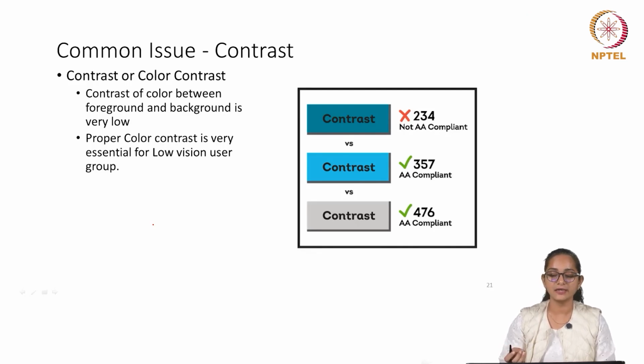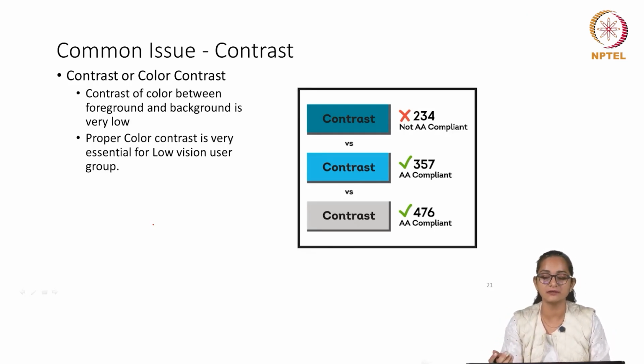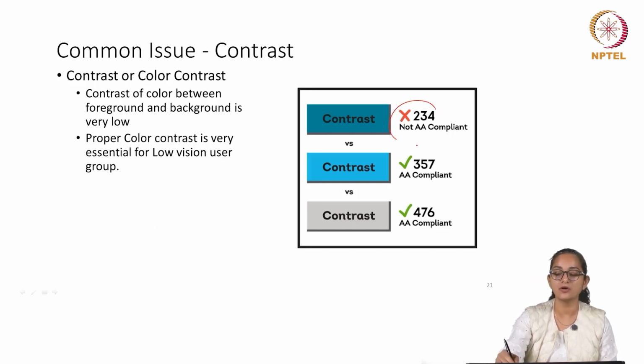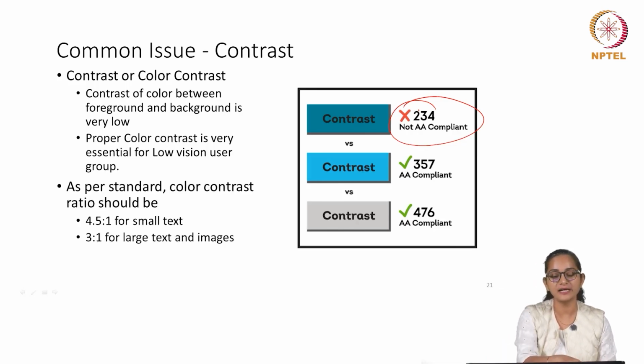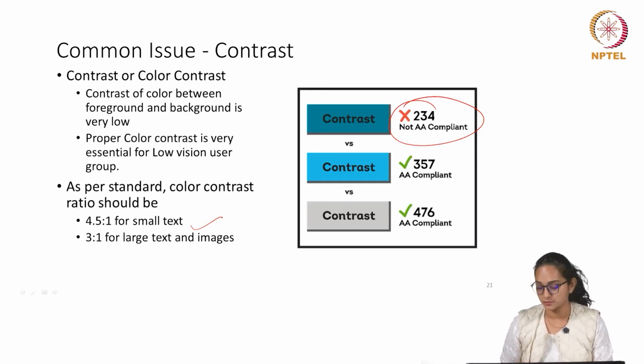As we discussed, visibly it may look like it is decent contrast, but if it is not compliant, the automated tool will tell you it is not compliant. Proper color contrast is very essential. So, as per standard, color contrast ratio should be 4.5 for smaller text and 3:1 for larger text. So, make sure that it is there.